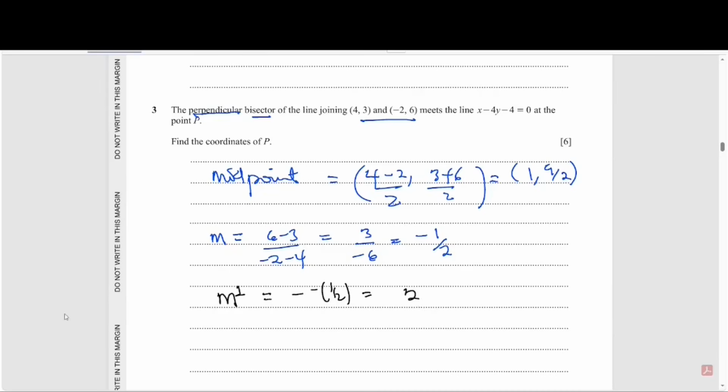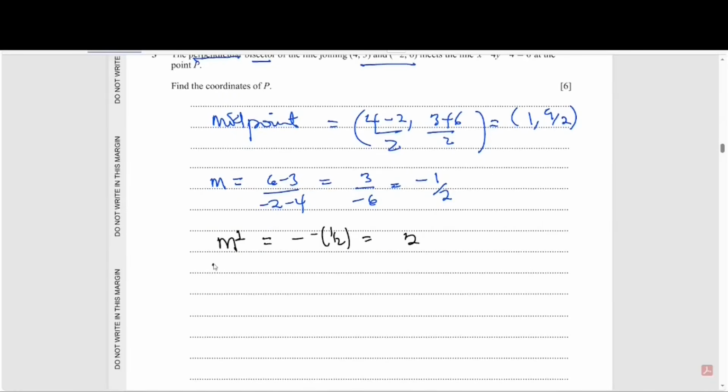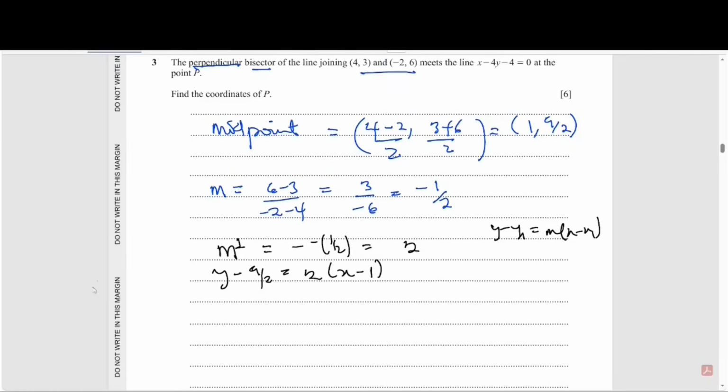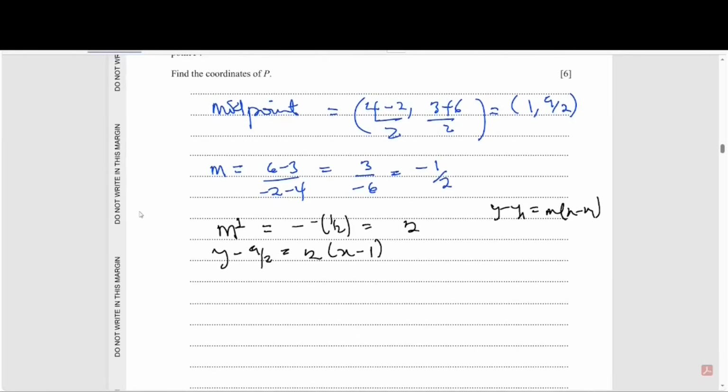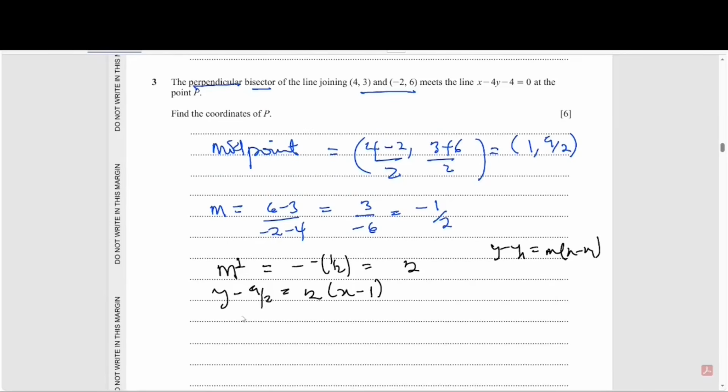Now our equation of the perpendicular bisector is y minus y1 equals m times x minus x1. But then y1 is 9 over 2, and then the gradient here is 2, x minus x1, and that is 1. So we expand, or we can make y the subject. Since we are going to solve a simultaneous equation in the end, you can make x or y the subject of this equation. So let's first of all expand this.